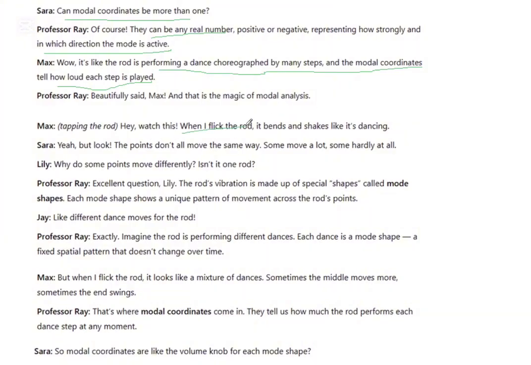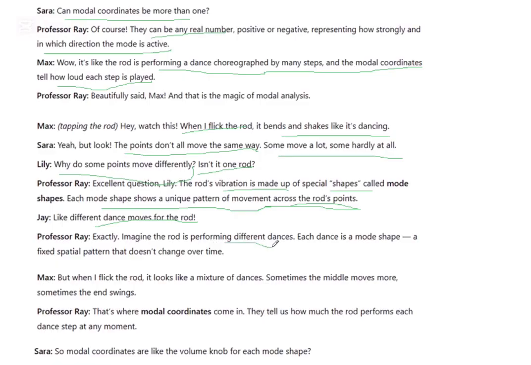Hey, watch this. When I flick the rod, it bends and sways like it's dancing. The points don't all move the same way. Some move a lot and some hardly at all. Why do some points move differently? Excellent question. The rod's vibration is made up of special shapes called mode shapes. Each mode shape shows a unique pattern of movement across the rod's points, like different dance moves for the rod.